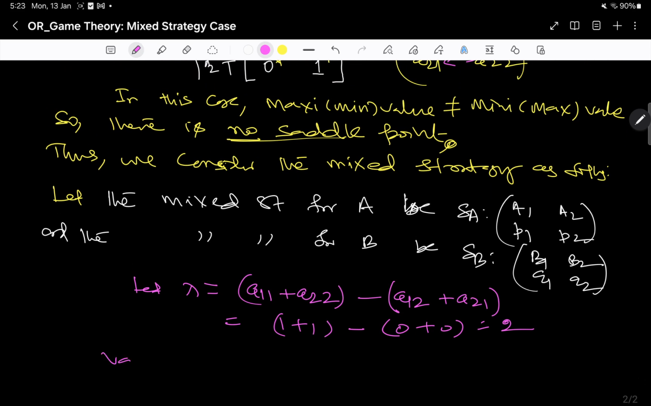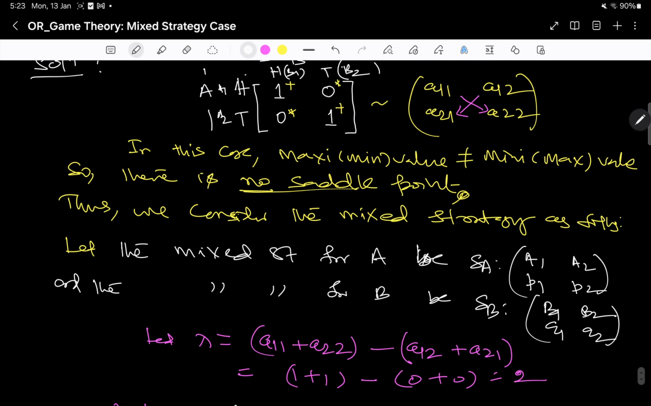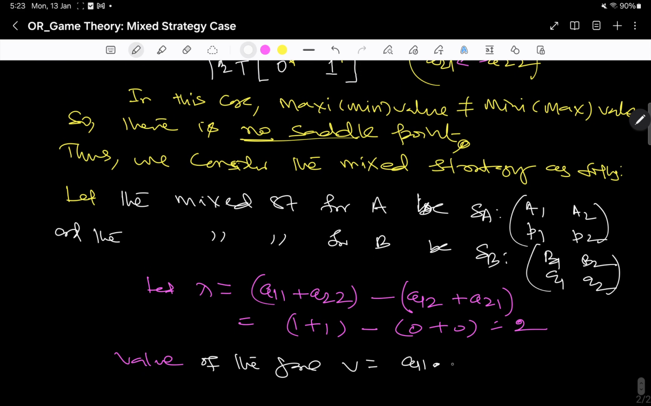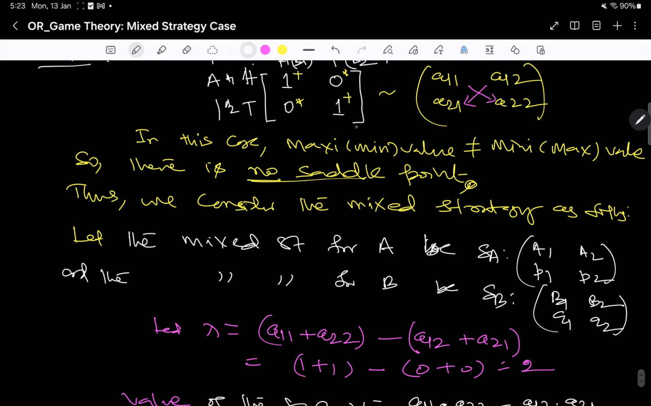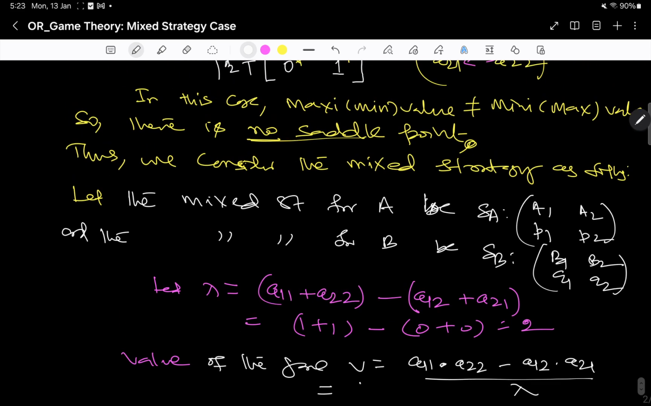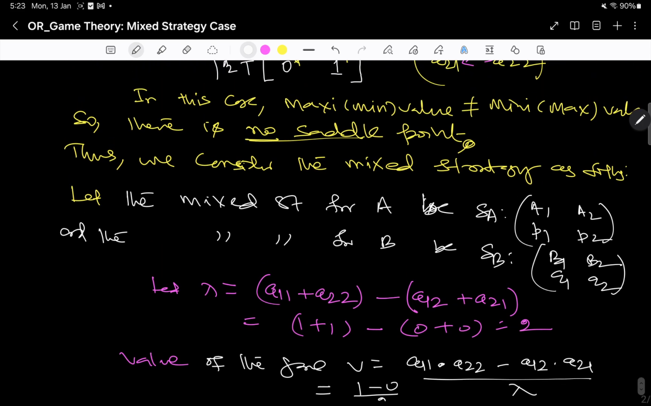So what is the value of the game? The value V is equal to A11 into A22 minus A12 into A21, divided by lambda. So this is equal to 1 into 1, 1 minus 0, divided by 2, which is equal to 1 minus 0 divided by 2, which is equal to half.